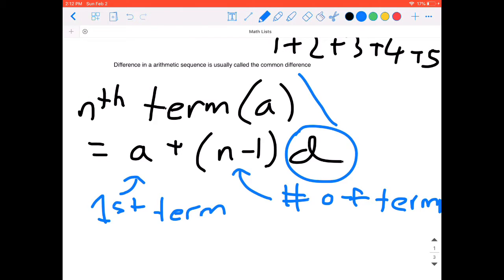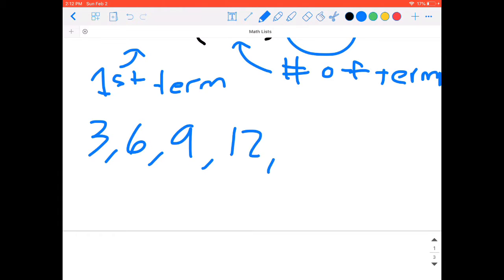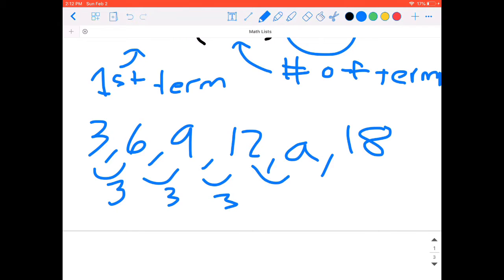If a term in an arithmetic sequence is exactly in between two other terms, then the term in the middle is the average of the two other terms. For example, let's say we have the arithmetic sequence 3, 6, 9, 12, a, and 18, and we're asked, what is a? Well, we can simply see that it goes up by 3 each time, so a will be 12 plus 3, which is 15. So we get that a is 15.